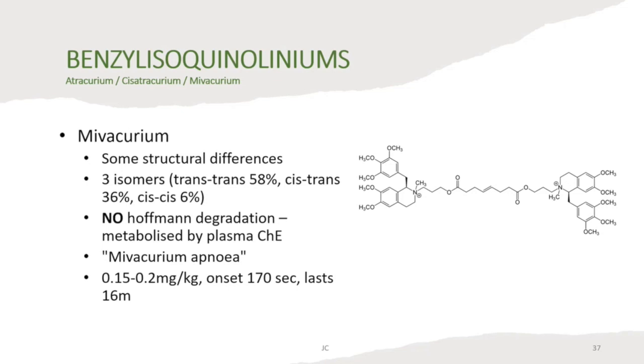And therefore, in deficiencies, this can lead to a mivacurium apnea, similar to a SUXAMETHONIUM apnea. The intubating dose is 0.15 to 0.2 mg per kg with an onset of 170 seconds, and it lasts 16 minutes.